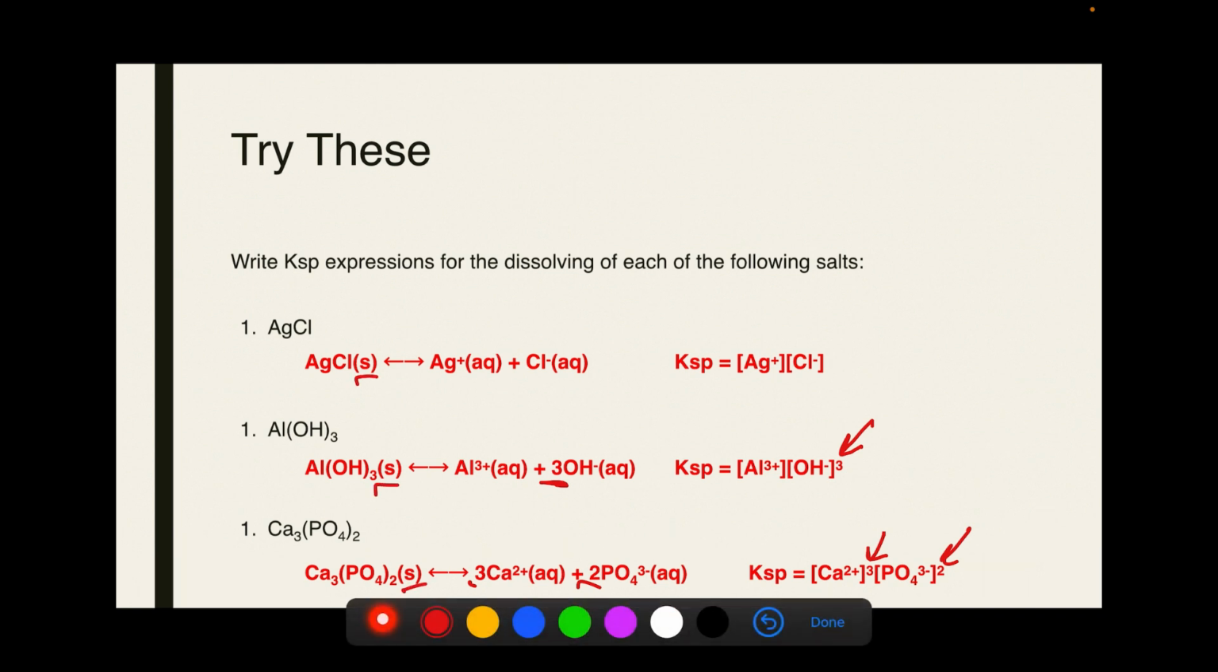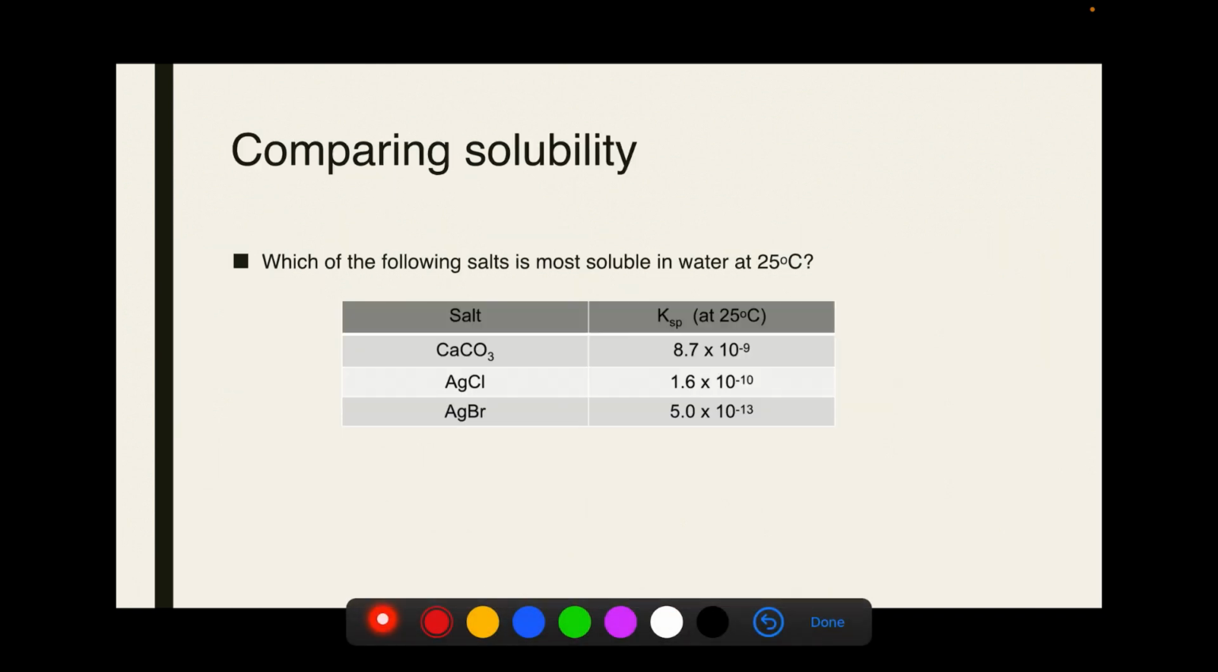KSP values can be really useful in comparing solubility. Consider these three salts with their associated KSP values. Which of these salts is the most soluble? In other words, which of these salts is able to most dissolve in water at 25 degrees Celsius? You should have determined that calcium carbonate is the most soluble salt.